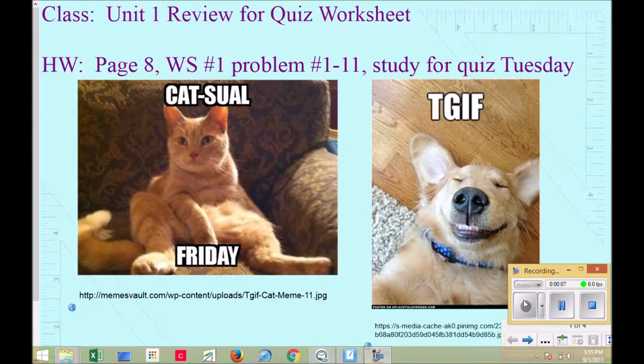In class, we really just worked on the Unit 1 review worksheet, which I have attached to this Schoology page. You'll see it right there where you see the video. You'll see the PDF for the worksheet, so you can print that off if you were absent today. But that's really what we worked on most of class.